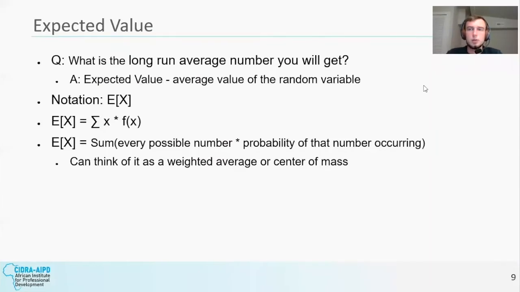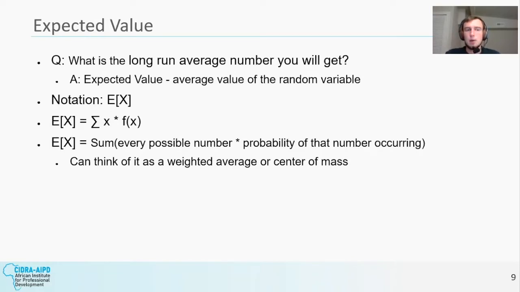So another thing to know about random variables is their expected values. So what is the long run average number you will get? If you do the experiments enough times, map them to numbers, what's the long run average you're going to get? So that's what we define expected value to be. And notation wise, we put a capital E and then some form of delineation, normally square brackets or parentheses, and then your random variable, in this case, uppercase X.